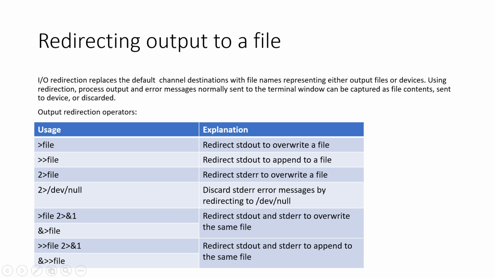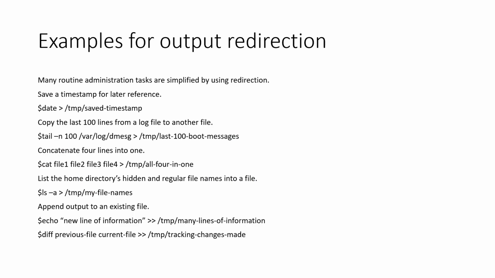Okay, let's move to the next slide. Examples for output redirection. Many routine administration tasks are simplified by using redirection. Save a timestamp for later reference. This is just one example: date greater than symbol /tmp/saved-timestamp.